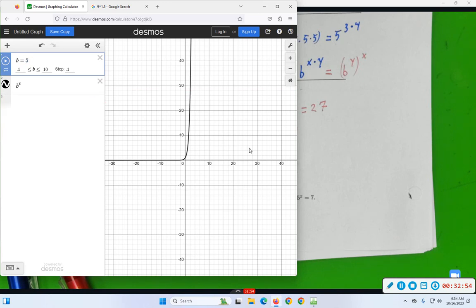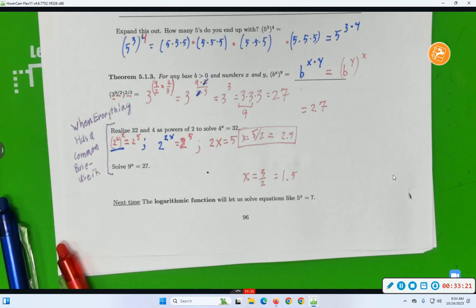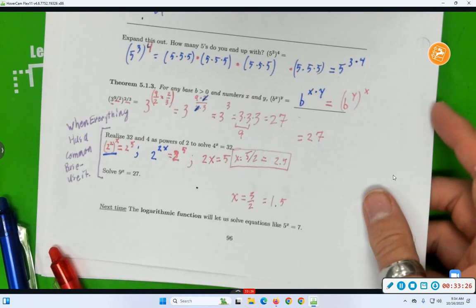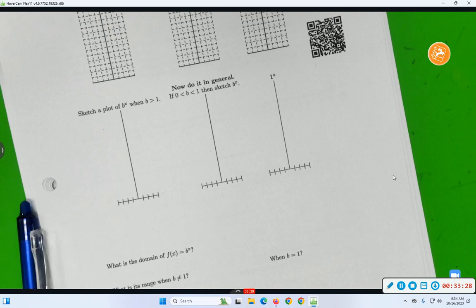Does that look like a one-to-one function? So does it have an inverse function? If we could just write down the inverse to this function and use it, we'd be able to solve 5 to the x equals 7. It would be whatever the inverse function of 5 to the x is, applied to 7. We'll talk about that next time. And the word for that inverse function is logarithm. That'll be next time.